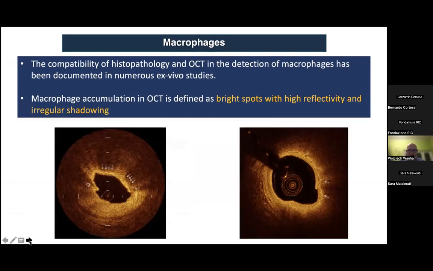The other important feature of the vulnerable plaque is macrophages. Macrophage accumulation in OCT is defined as bright spots, as you see over here, bright spots with high reflectivity and irregular shadowing.